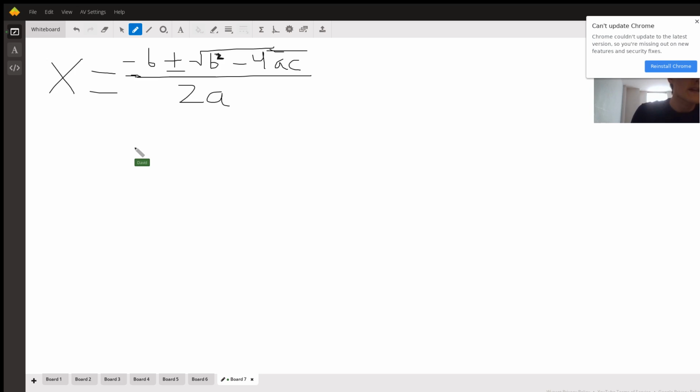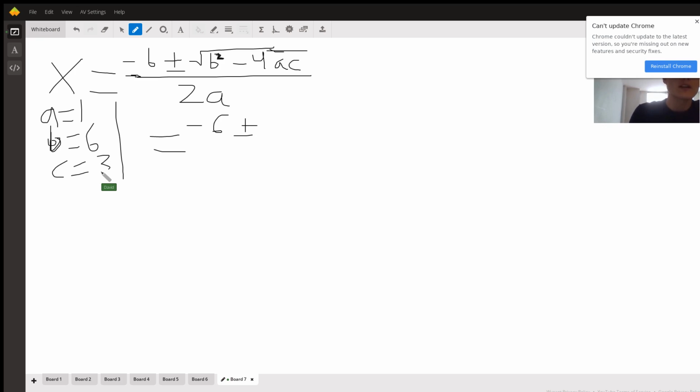Okay, so write that down. A is 1, b is 6, c is 3. What does that give us? Well, negative b is negative 6 plus or minus root b squared, which is 36, minus 4 times a times c, which is 4 times 1 times 3, which is 12. So minus 12, over 2 times a, which is 2. So that's negative 3, breaking up the fraction, plus or minus root 24.